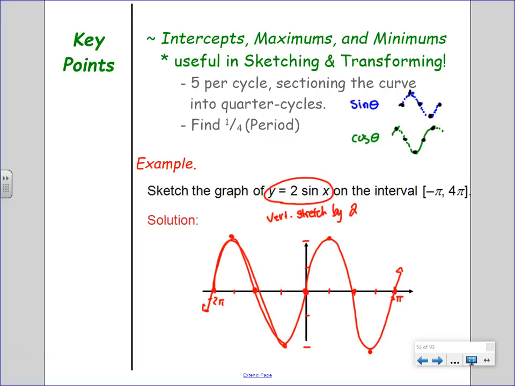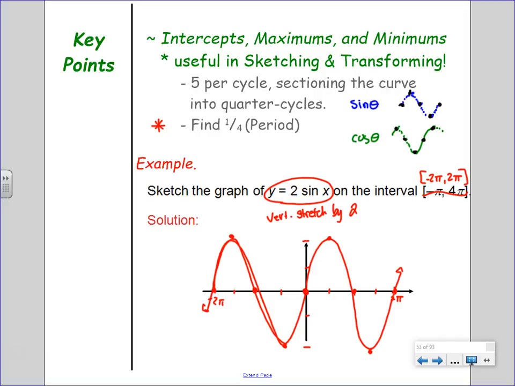There is one other key point I want you guys to notice. In this example, nothing changed horizontally. Oh, on the interval, we went a little bit more than that. Here, we did negative 2 pi to 2 pi. We could have sketched for longer, I just wasn't paying attention to the interval.